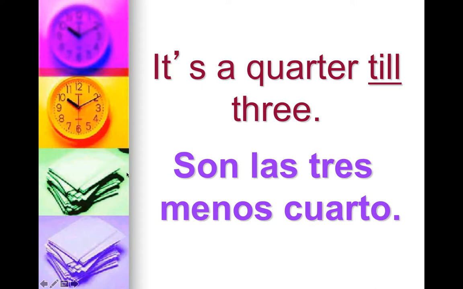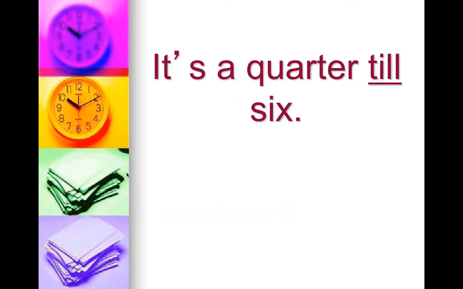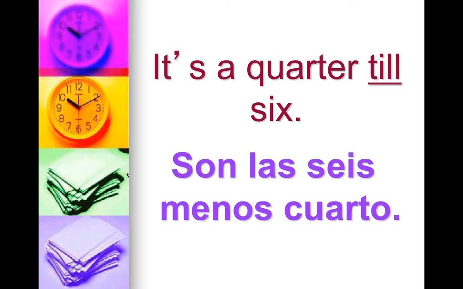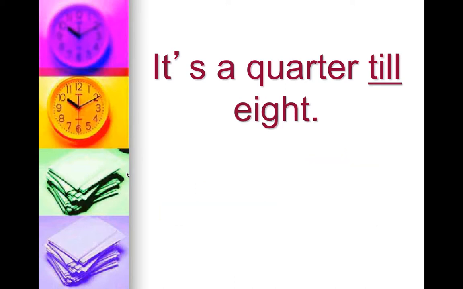Son las 3:45. It's a quarter until 6. ¿Cómo se dice en español? Muy bien, fantástico. Son las 6:15. It's a quarter until 8. Muy bien, son las 8:15.